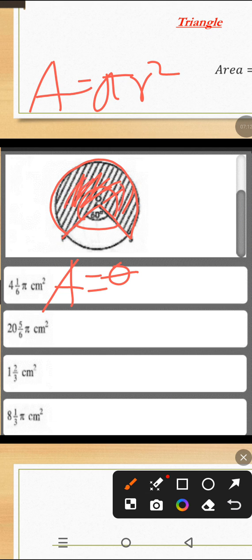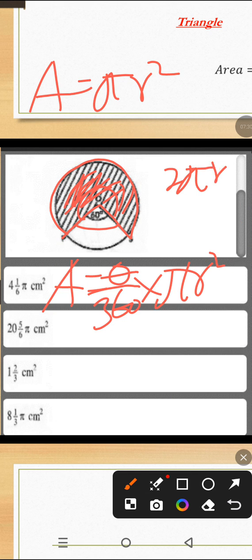So the missing angle is what? So theta over 360. That's the fraction of the shaded angle. Multiply by the area formula. That's all, if you want the area. So if you want the perimeter of the shaded portion, you use what? 2 pi r. You multiply by 2 pi r. Simple. So the fraction component is very important.